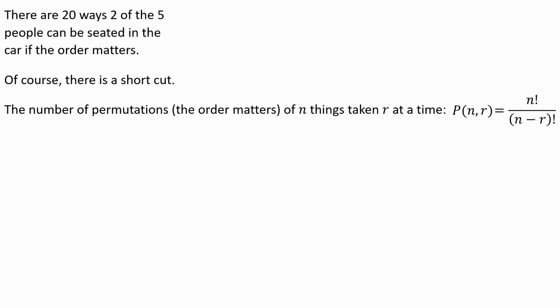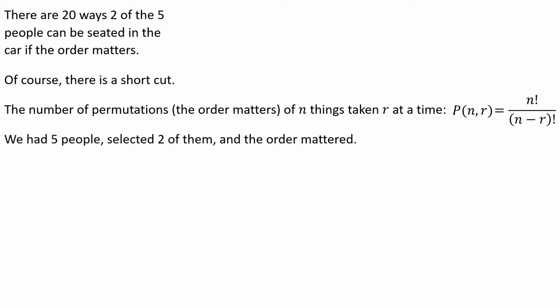Now again, this will often make more sense if we see it with numbers instead of alphabet soup. So let's go back to the situation where we had 5 people, and we were going to select 2 of them, and the order mattered. So in our case, n is 5, right? We had 5 things. r equals 2. We want to select 2 of them.